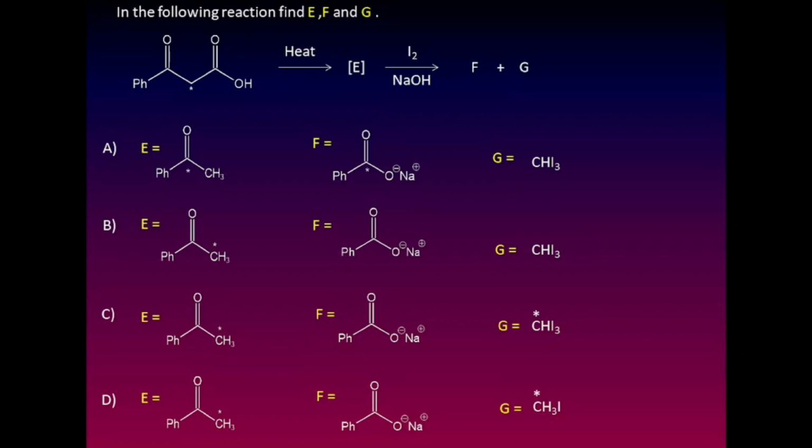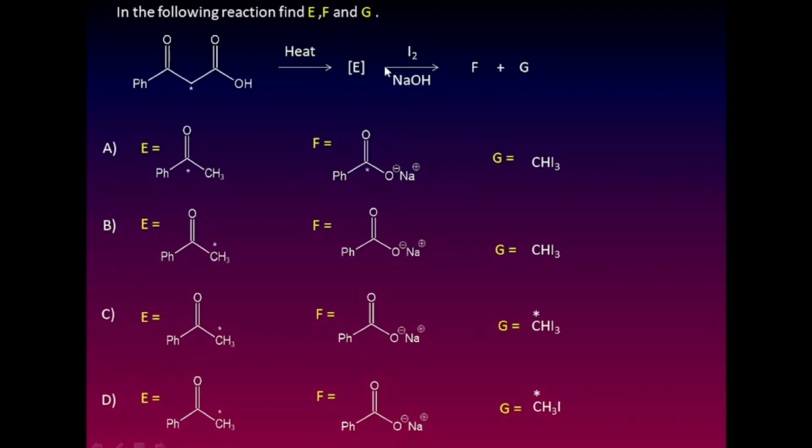Here you can see that you are given a compound in which this carbon is labeled. Why? Because this carbon is 13C carbon, and all other carbons are 14C carbon. This carbon is the labeled one. In this question you are given E, F, and G. First is heat, and then I2 NaOH, the iodoform test. So what will be the product, and what will be the right option?